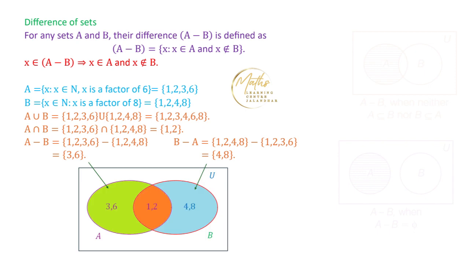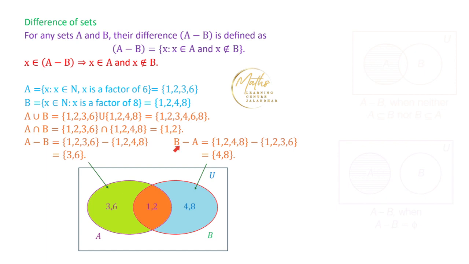We are saying that the set A has elements 1, 2, 3 and 6. Set B has elements 1, 2, 4 and 8. When we are talking about A minus B, we are talking about this portion. So what we have done is removed the portion of A that is common with B. So this portion of the Venn diagram represents A minus B.